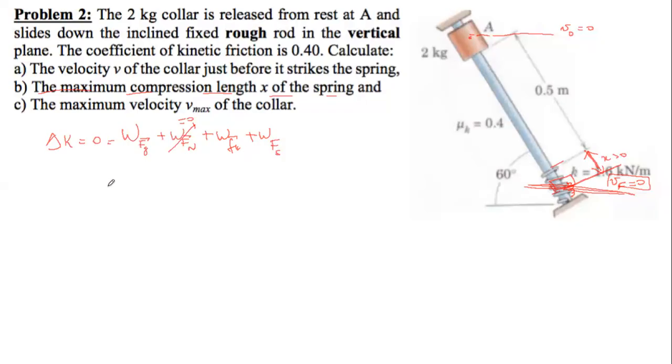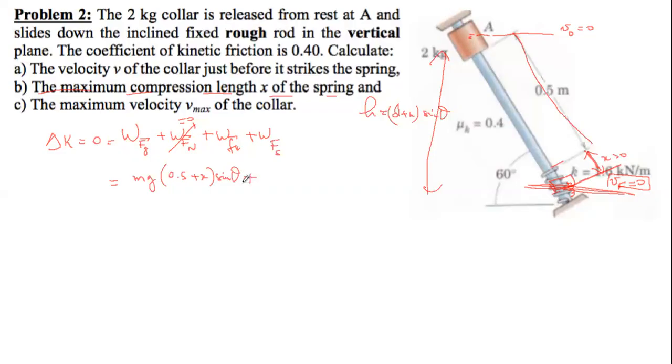Now, what's the work of the gravitational force? The work of the gravitational force will be mgh. But here h will be d plus x sine theta. So mg, d plus x, where d is 0.5 plus x, and I don't know x, sine theta, which is sine 60 degrees. This is the work of the gravitational force.